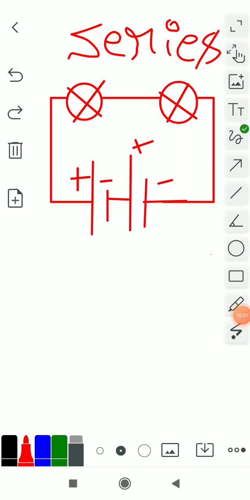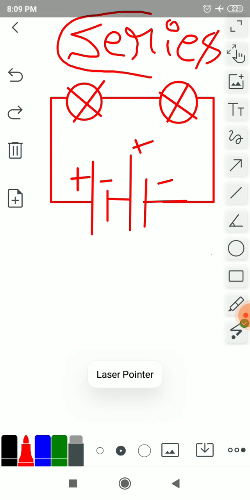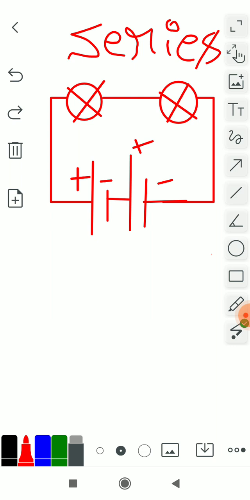Today, we are going to discuss the different combinations of circuits. Different combinations means series, parallel, etc. All combinations used in the household circuit. So today our topic of discussion: series circuit, parallel circuit, etc.